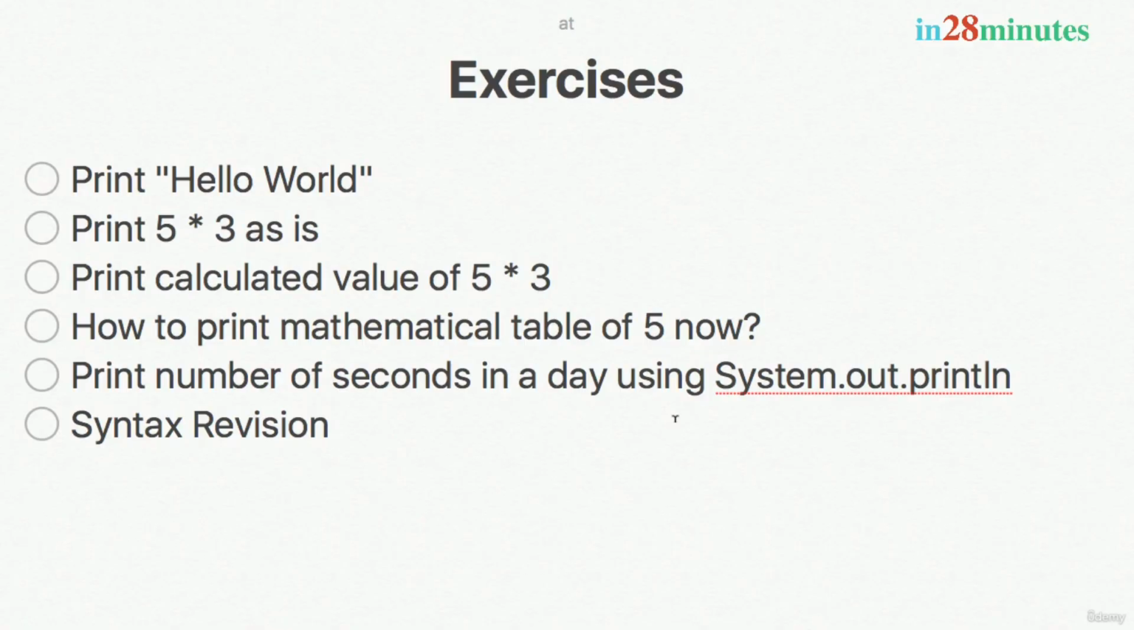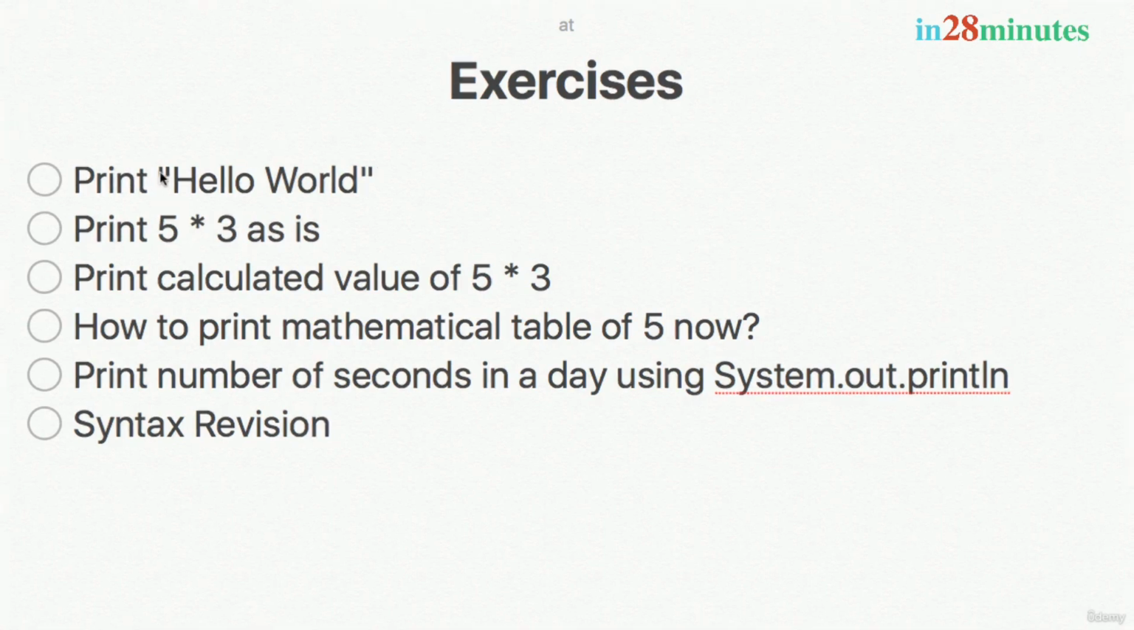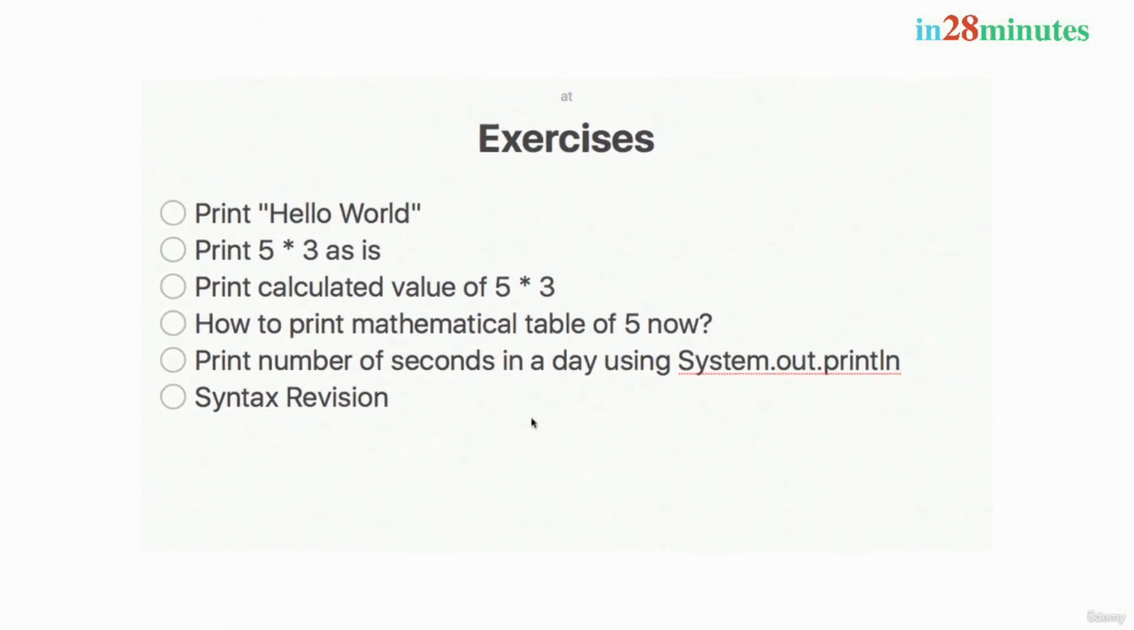Welcome back. In the previous step, we executed our first statement with a method call. We executed system.out.println and passed a numeric expression to it as well as a string literal. Now let's try a few exercises to make sure that we understood it completely. The first exercise is I would want you to print hello world to the output, and we would want to use system.out.println.